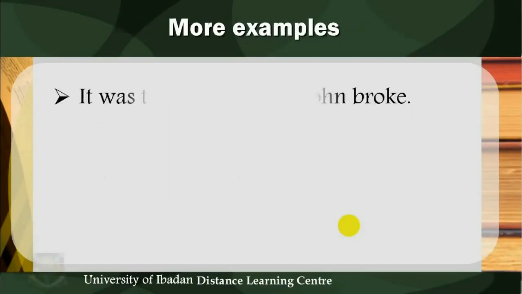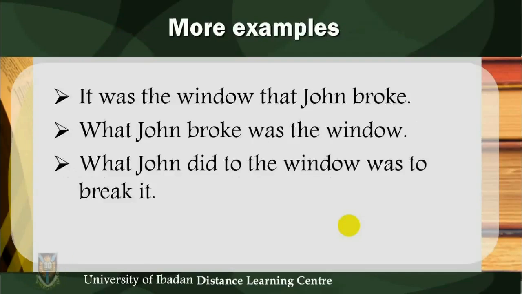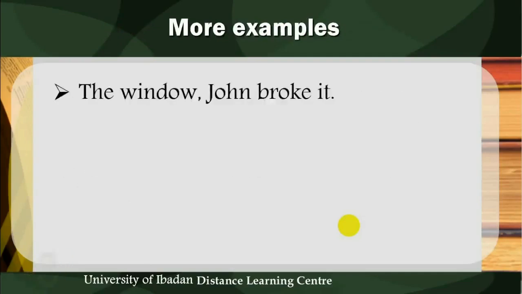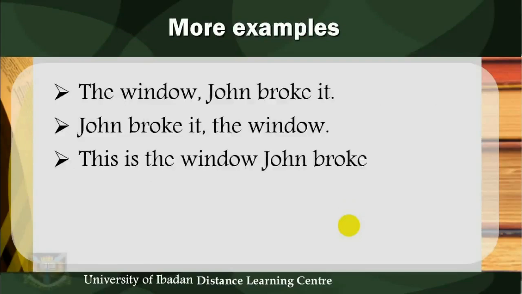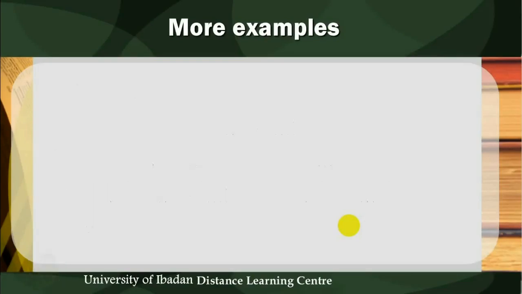More examples. It was the window that John broke. What John broke was the window. What John did to the window was to break it. The window, John broke it. John broke it, the window. This is the window John broke. This is the window which was broken by John.